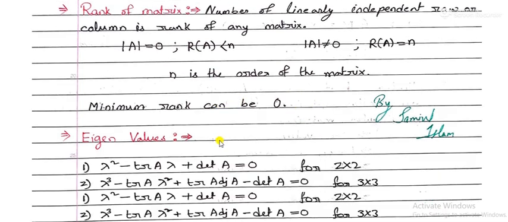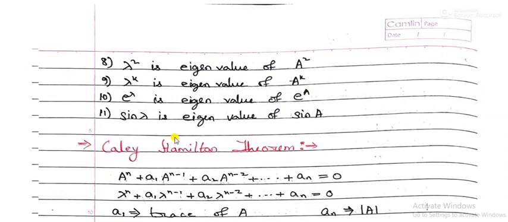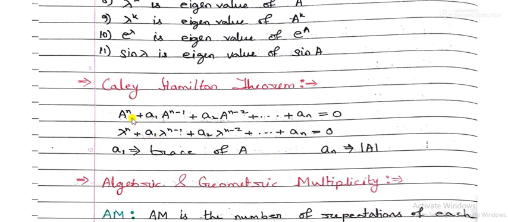So now how to find the eigenvalues of any matrix? First of all you need to know the Cayley-Hamilton theorem, where if A to the power n plus a1 A to the power n minus 1 plus a2 A to the power n minus 2 plus dot dot dot an equals 0, then lambda to the power n plus a1 lambda to the power n minus 1 plus a2 lambda to the power n minus 2 plus dot dot dot an equals 0. Here a1 is always the trace of A, and an always equals determinant of A.